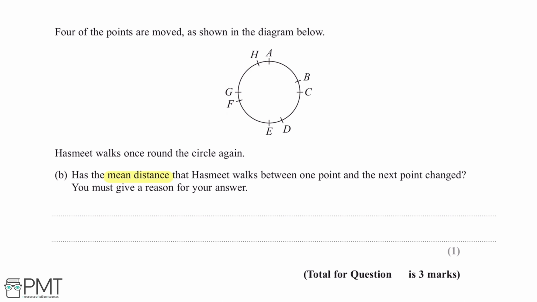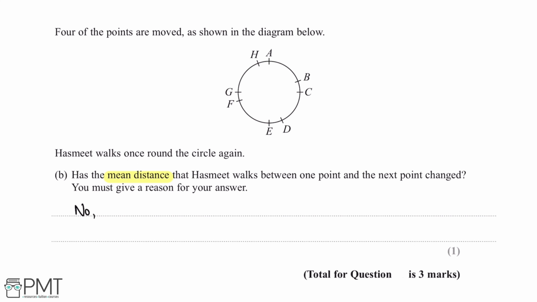Now when working out the mean, we add together each of these individual distances and then divide it by the number of lengths that there are. So if we were to add together each of these distances, we'd still get an answer of 80 pi, despite the fact that 4 of the points have moved. And there are still 8 points on this circle, meaning we'd still be dividing 80 pi by 8, meaning that the mean will still remain the same.